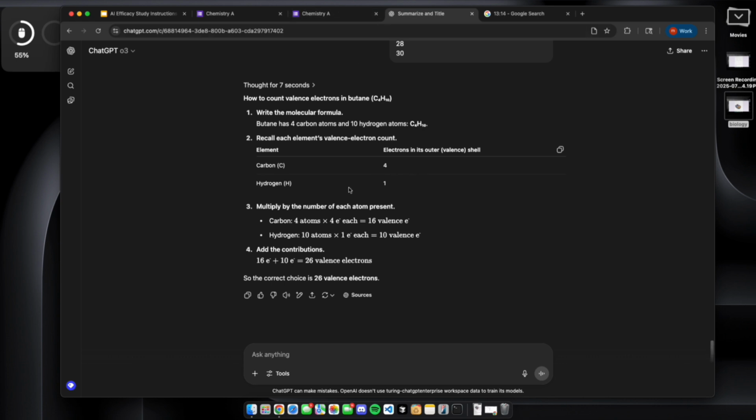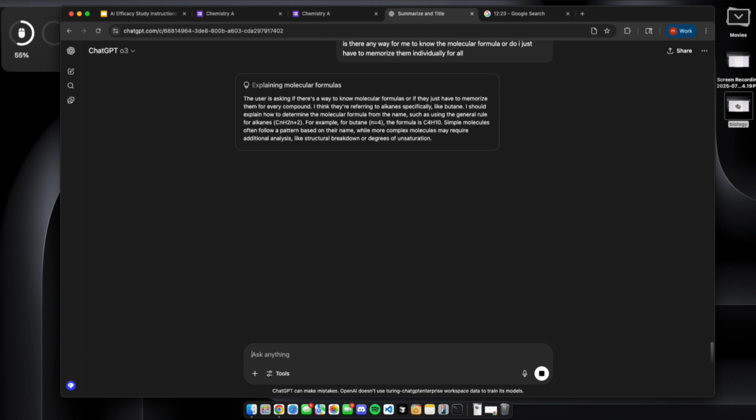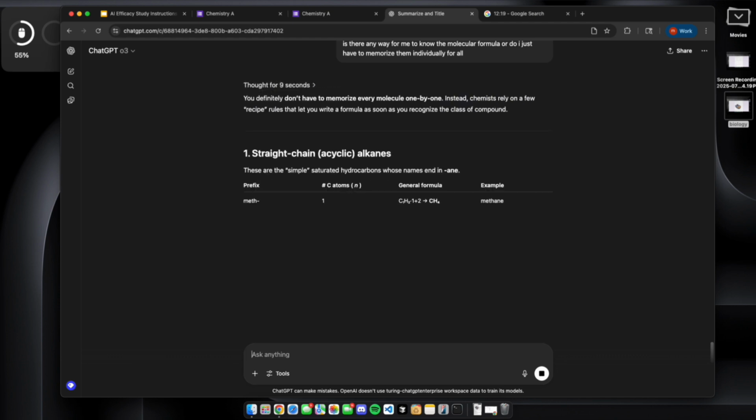That's 26. Okay, that makes sense. So 4 for carbons, 1 for hydrogen. I just need to figure out how to know the molecular formula. Is there any way for me to know the molecular formula, or do I just have to memorize them individually for all? Just for all. Okay.